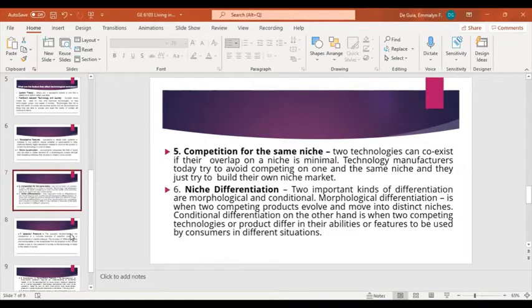Next is competition for the same niche. Two technologies can coexist if their overlap on a niche is minimal. Technology manufacturers today try to avoid competing on one and the same niche, and they just try to build their own niche market. Okay, so last week, we learned that it's better to collaborate than to compete. That is why we need to be creative and not compete, because of course we have our own style of creating and addressing the needs of the society.